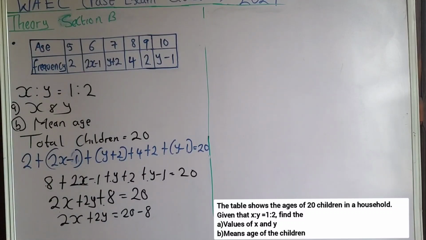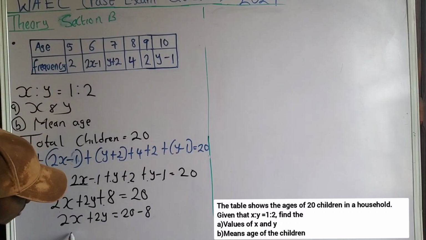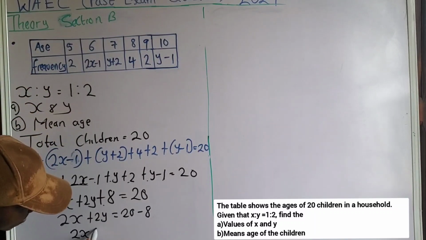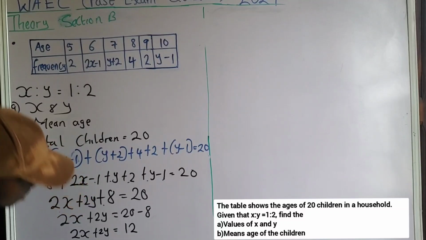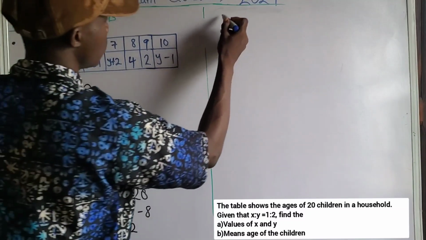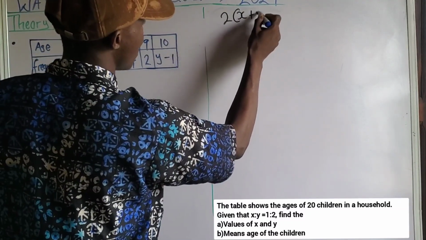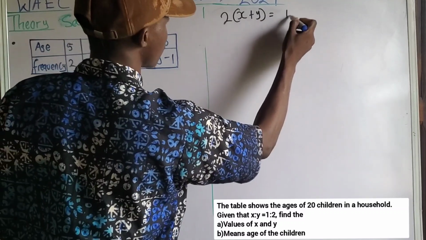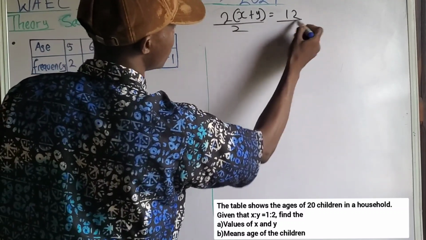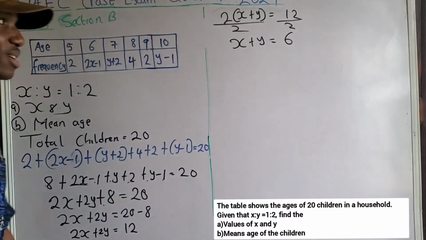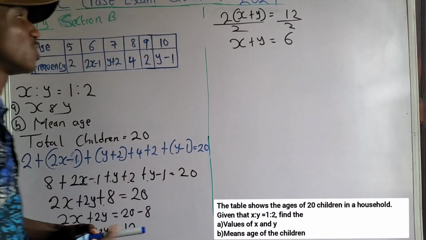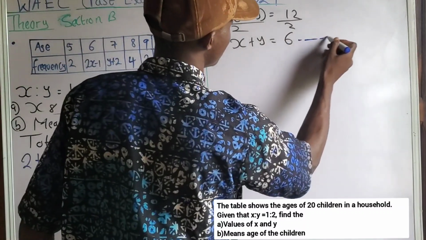Just take that positive 8 to the other side. You're going to have minus 8. So, for this, I'm going to have 2x plus 2y equals 12. So, you can factorize 2 into bracket x plus y equals 12. Divide this by 2, this over 2 and this over 2. That means that x plus y equals to what? 6. Do you understand? Okay, so we can call that one equation 1.